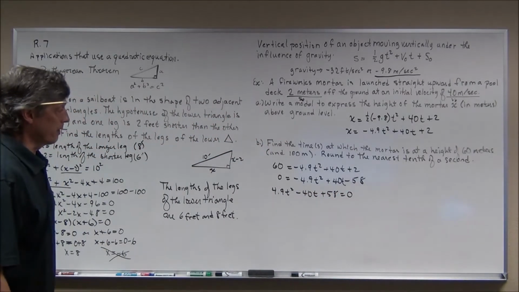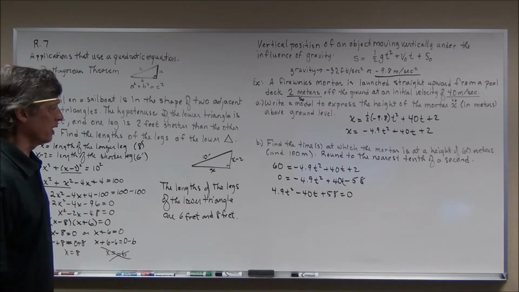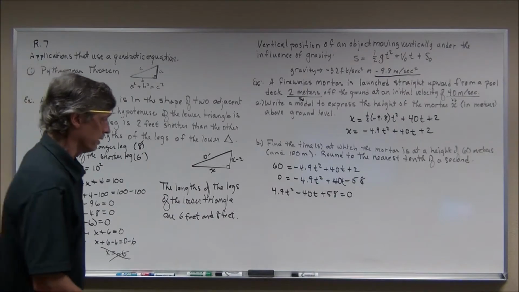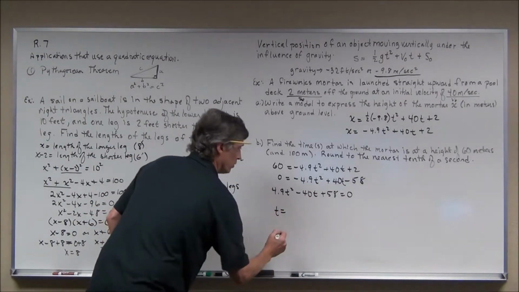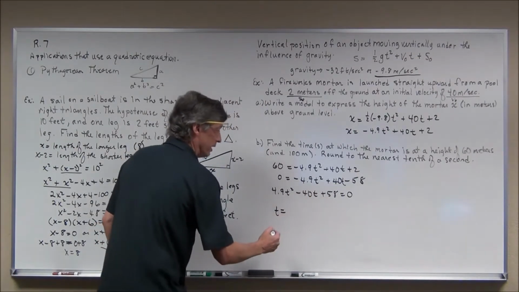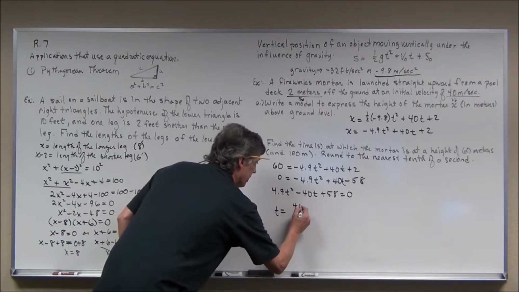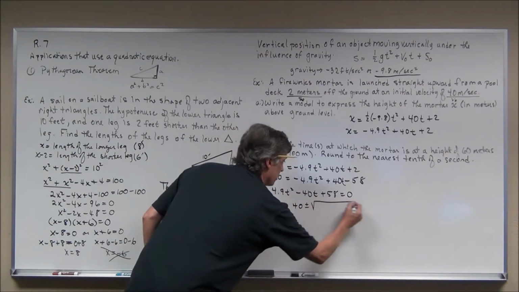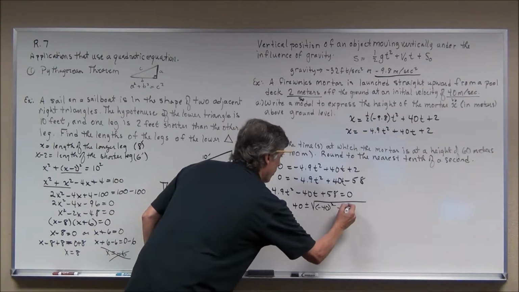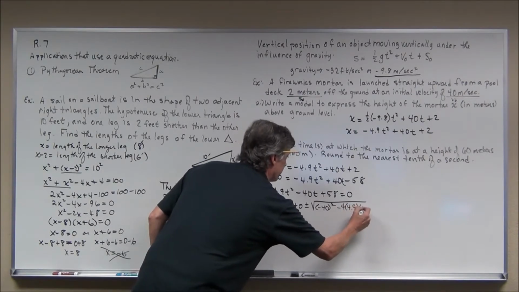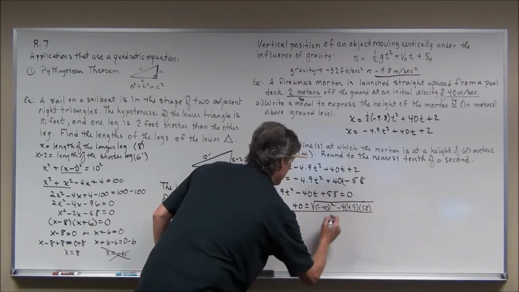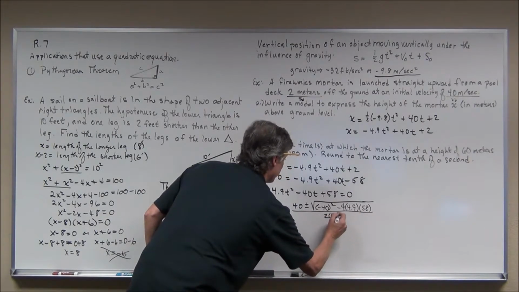Well, good news and bad news. I've got a nice quadratic, but it's not going to factor conveniently, so I have to use the quadratic formula. Not that that's the world's worst news, but a is 4.9, b is negative 40, c is 58. So I'm going to take the opposite of b, plus or minus the square root of b squared minus 4 times 4.9 times 58, all over 2 times 4.9.